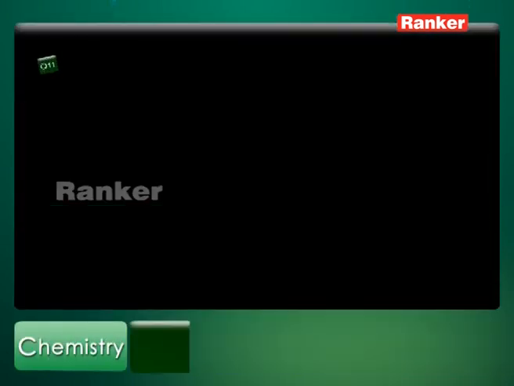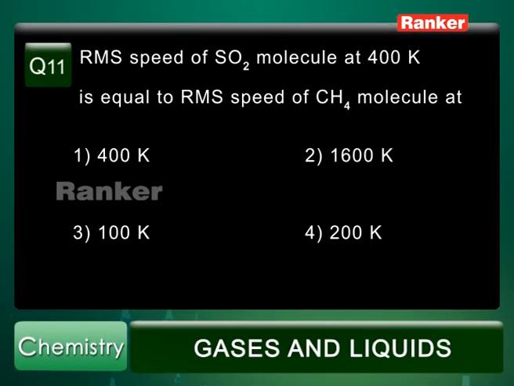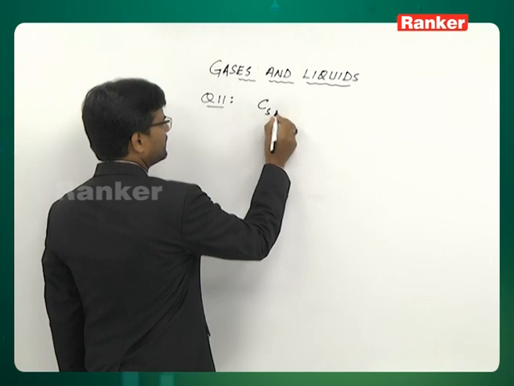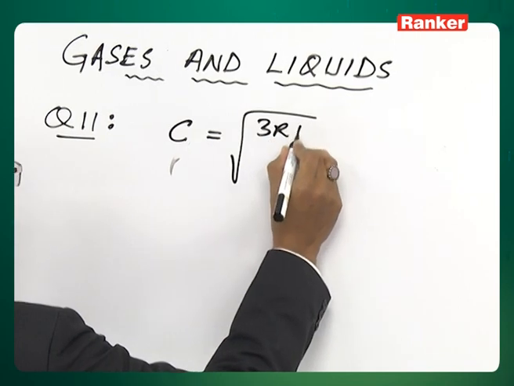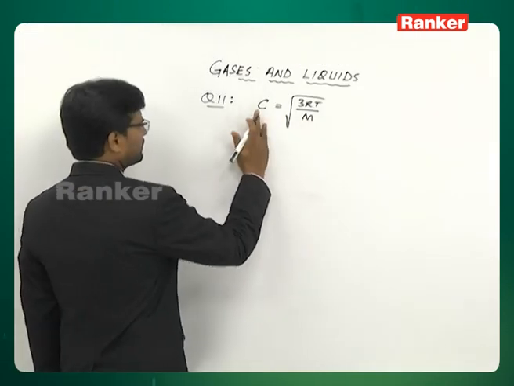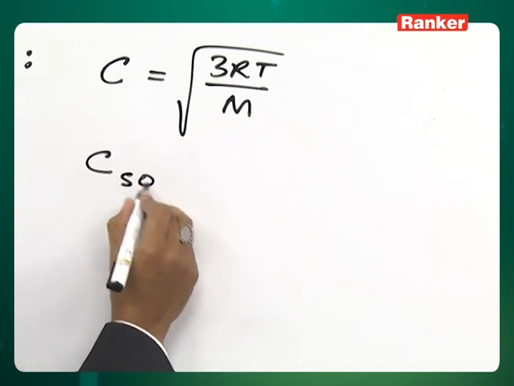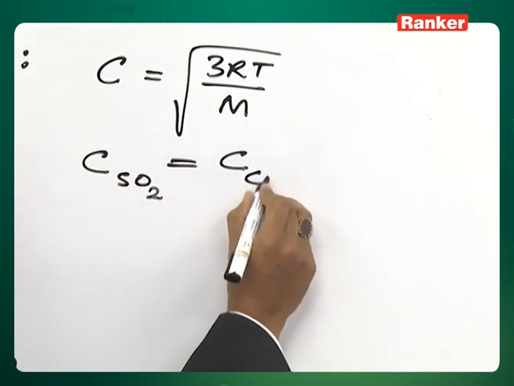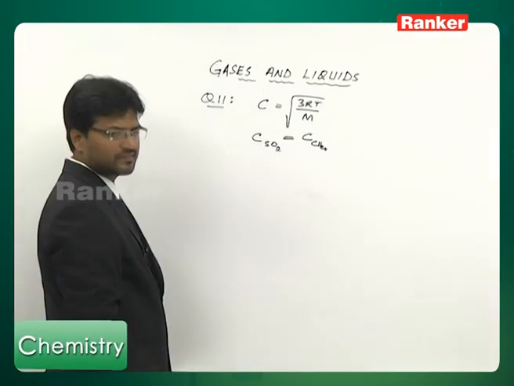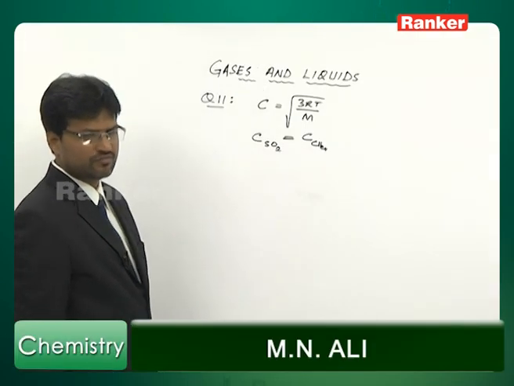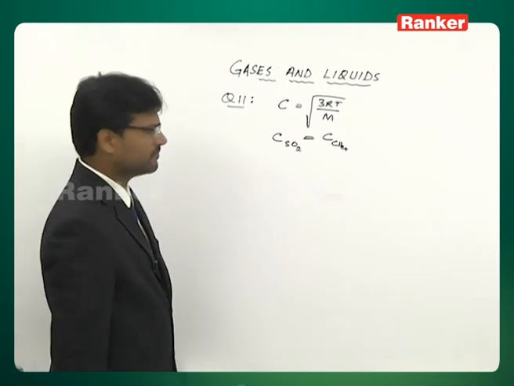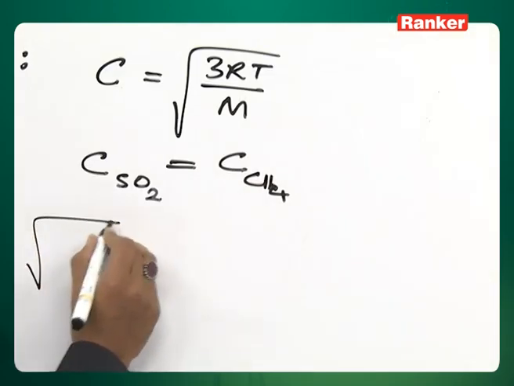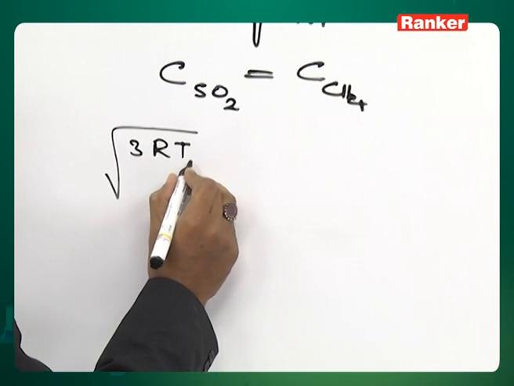Question number 11. RMS speed of SO2 molecule at 400 Kelvin is equal to RMS speed of methane molecule at what temperature? C equals root over 3RT by M. Now what you are asked is C SO2 is equal to C methane. You are asked to find out at what temperature this can happen. When SO2 is at 400 Kelvin, what should be the temperature of methane at which these two will have the same RMS speed?